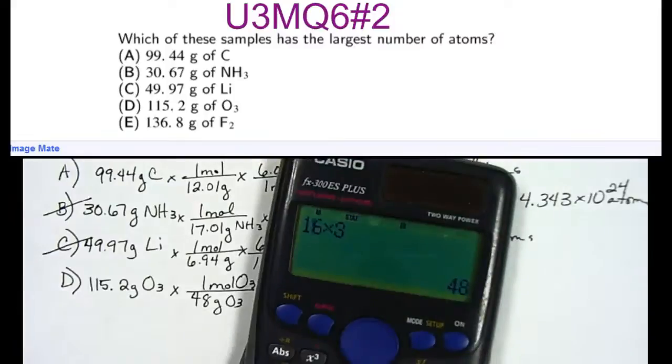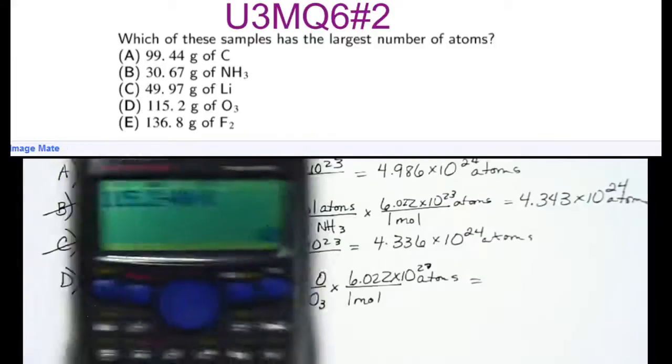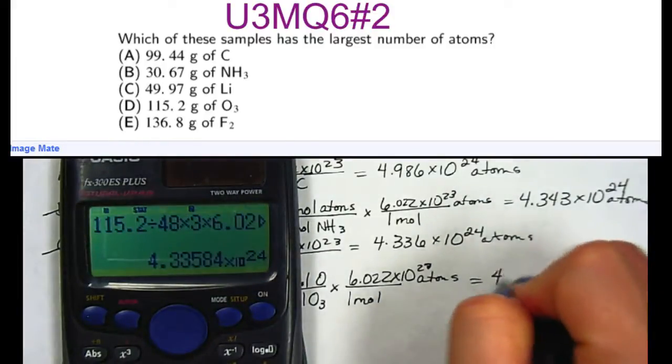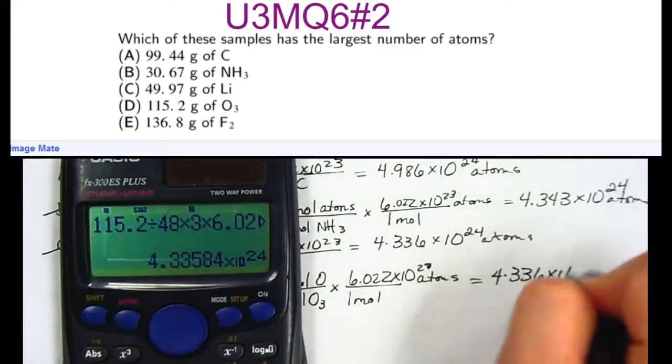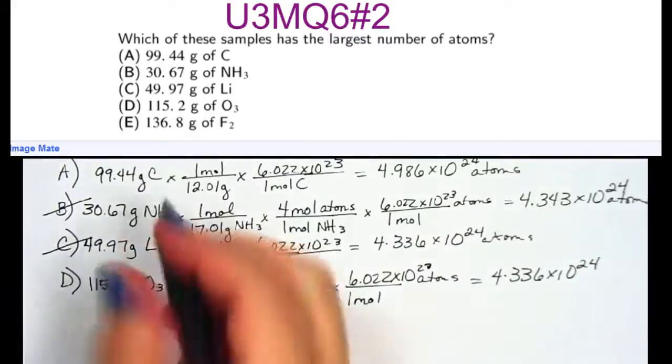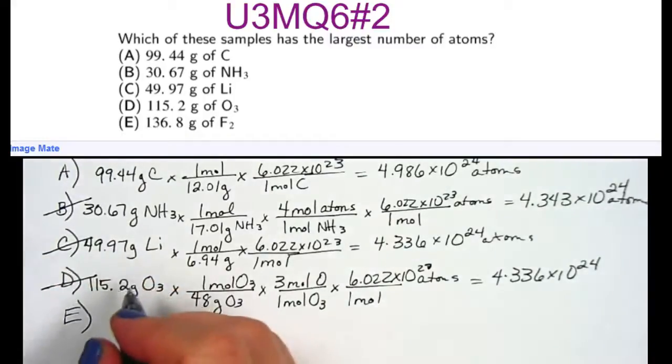So 115.2 divided by 48 times 3 times 6.022 times 10 to the 23rd. So we get 4.336 times 10 to the 24, and this is still less than letter A, so it's not D.